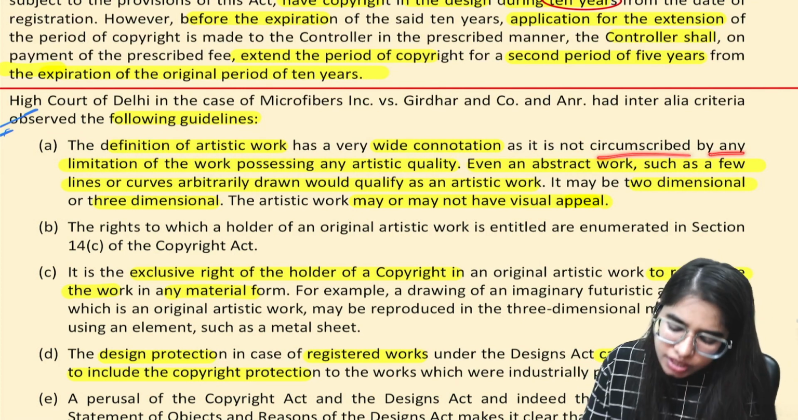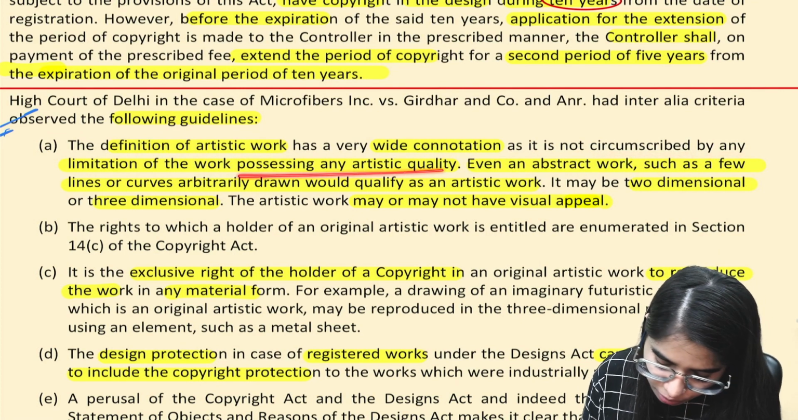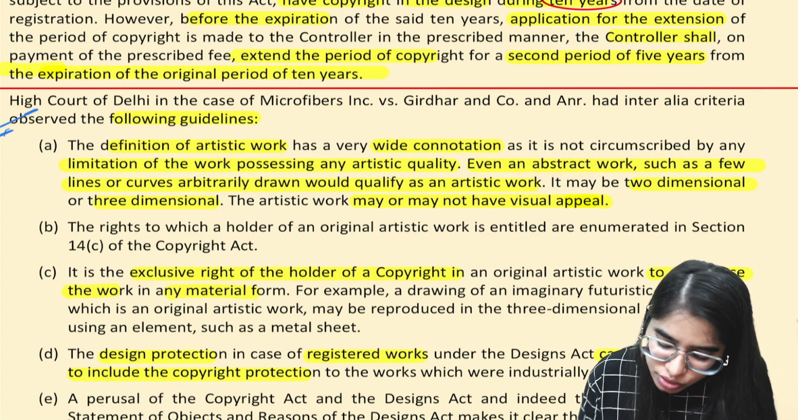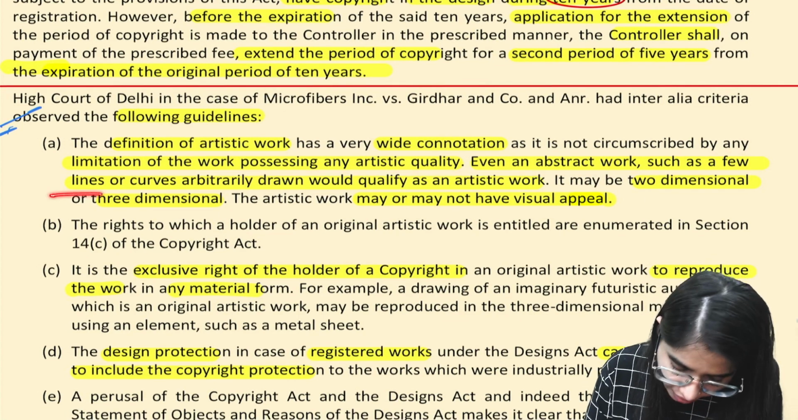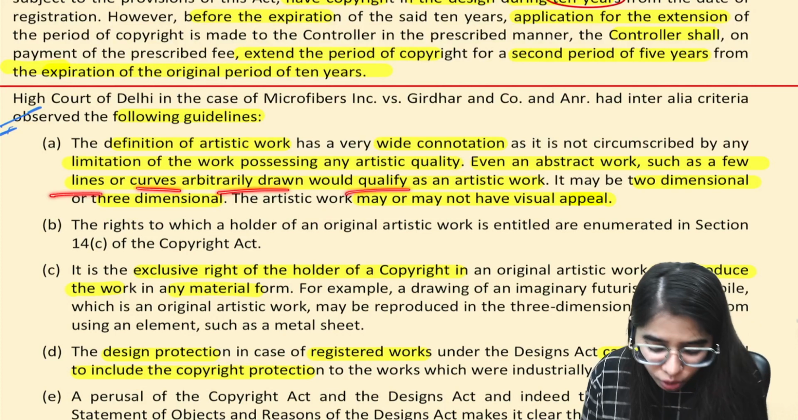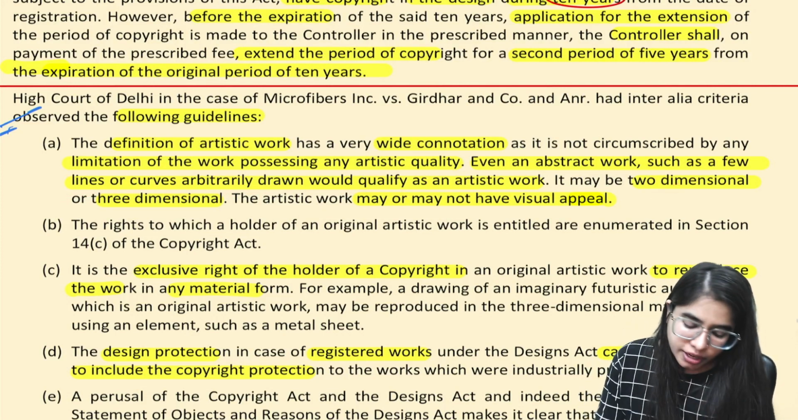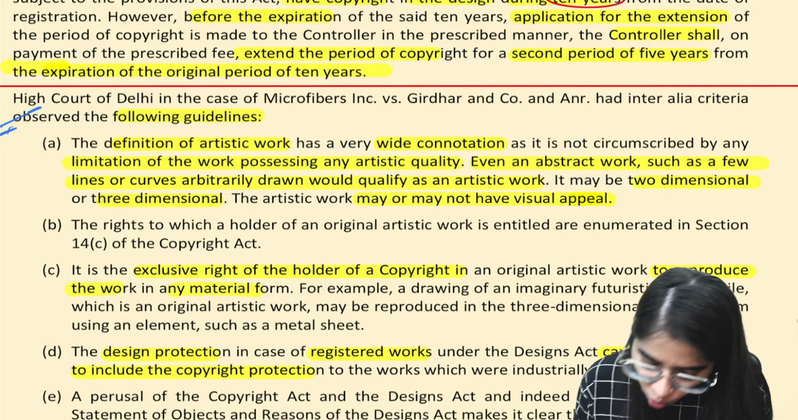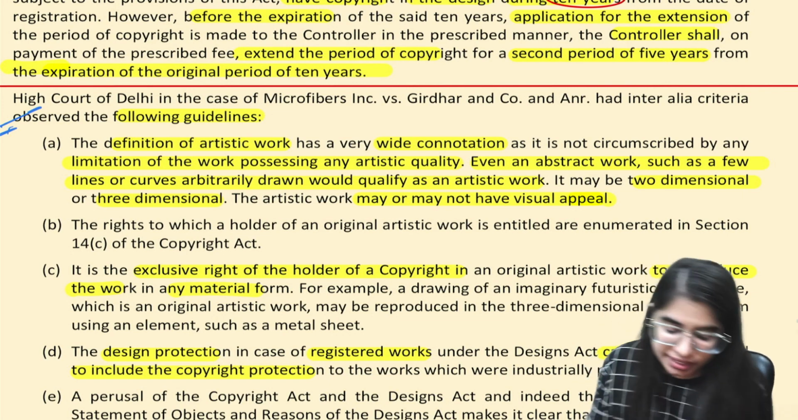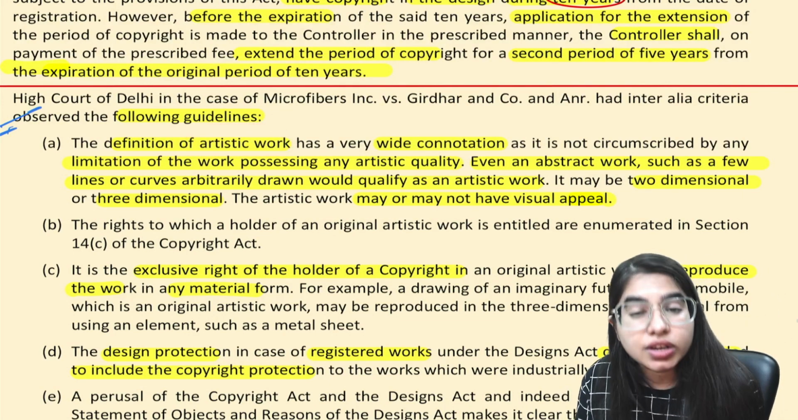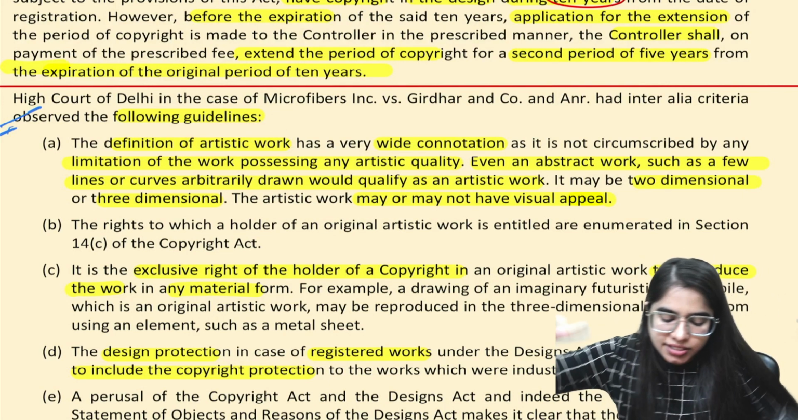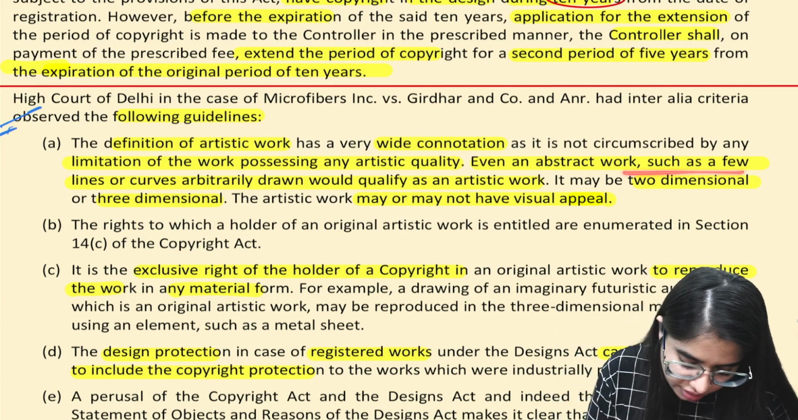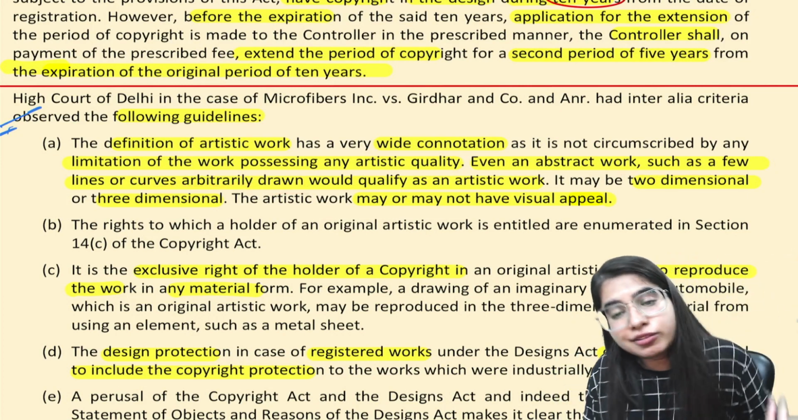And in no circumstances, by any limitation of the work processing, even an abstract work such as a few lines or curves arbitrarily drawn would qualify as an artistic work. It may be 2D or 3D. It may not have a visual appeal. Here the definition of artistic work is given. Any artistic work you make, even a few curves or a few lines, will be called an artistic work.